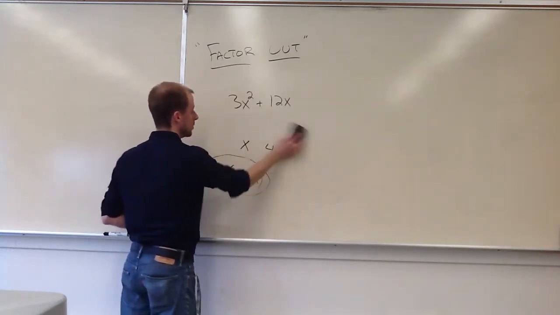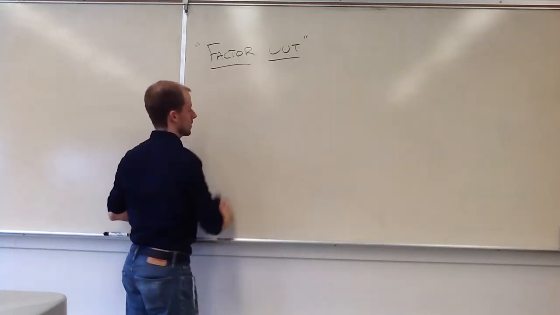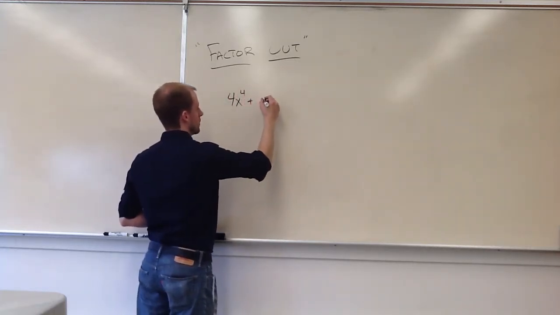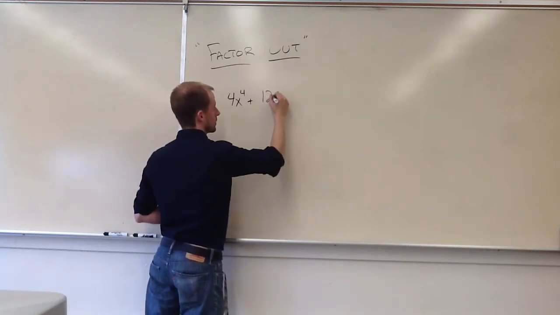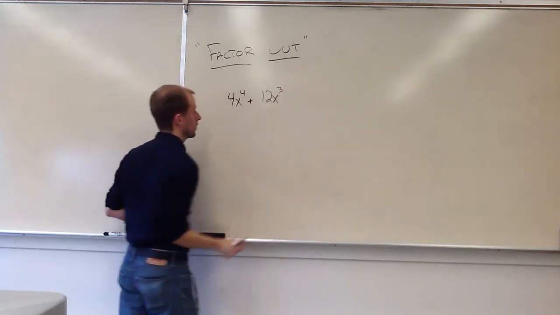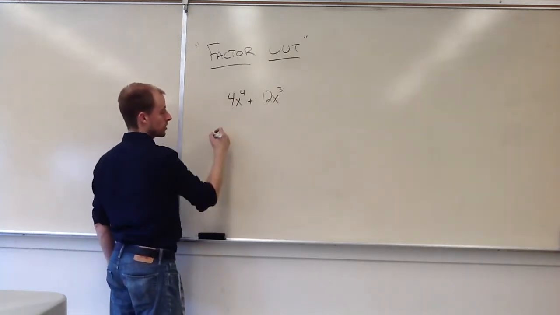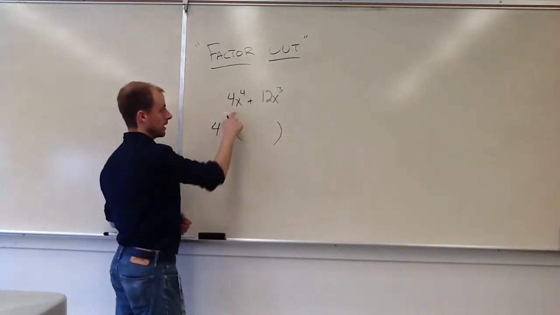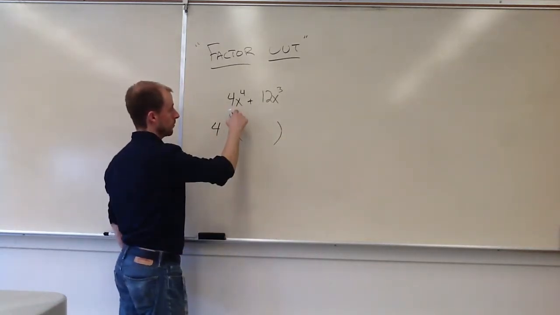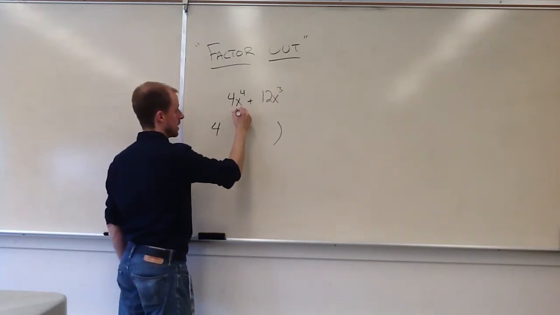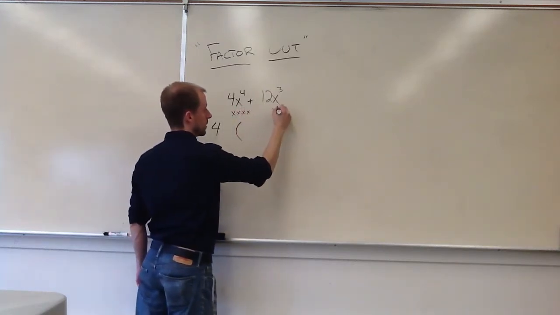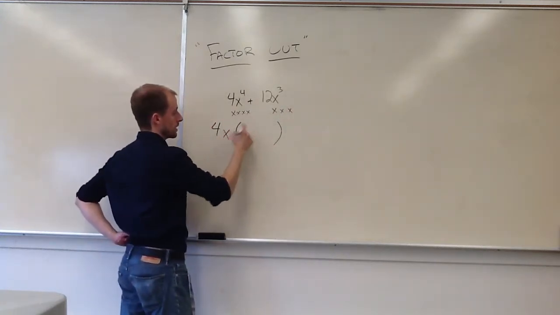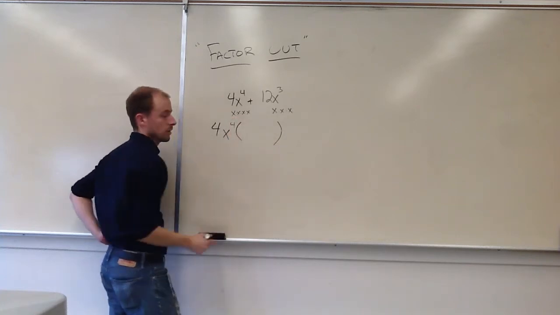And I can continue with that process. I can go back and I can say, okay, what if I've got 4x to the 4th power plus 12x to the 3rd power? Then I can pull out, okay, well let's look at the numbers first. I know I can pull out a 4. What else can I pull out of here? Well, I can pull out an x, but x to the 4th, that's x times x times x times x. This is x to the 3rd, that's x times x times x. So the most amount of x's I can pull out is 3 of them, because I can't pull 4 from here.